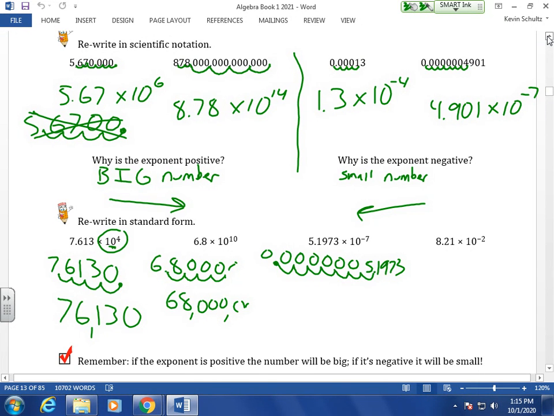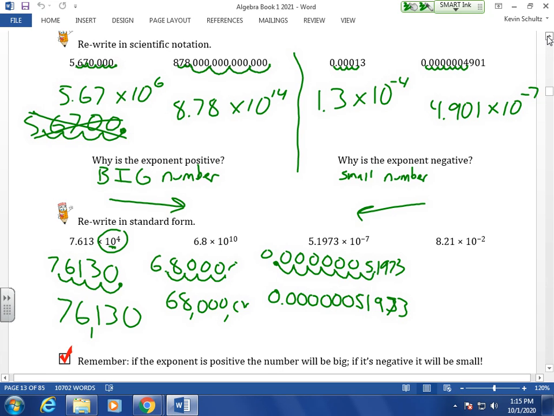So our original value is 0.00000051973. Like we are talking about the size of quarks and molecules and atoms and things that are super, super, super small. Okay. Alan, question? No. Okay.